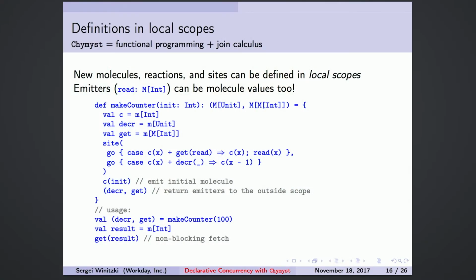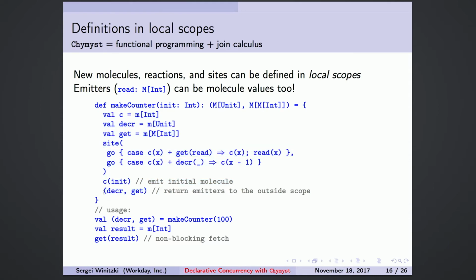So for example, we can have a molecule with this type. The type of value that it carries is an emitter, is another molecule. So we can do whatever we want, and it's all type safe. We can also define molecules in local scope. So the result is that we can make this counter example of the concurrent counter that I made. And we can define all of this chemistry in the local scope of some function.